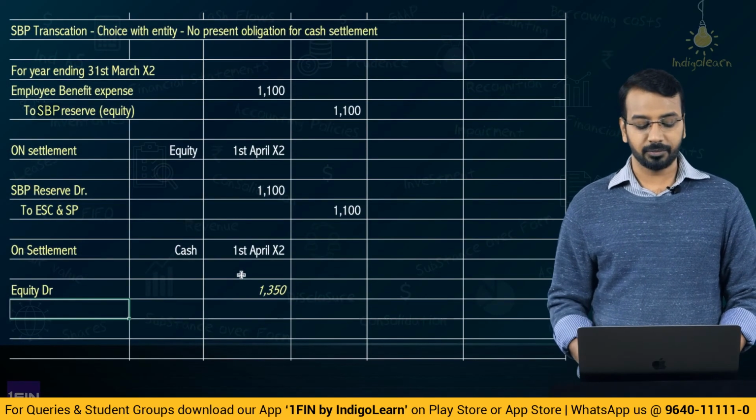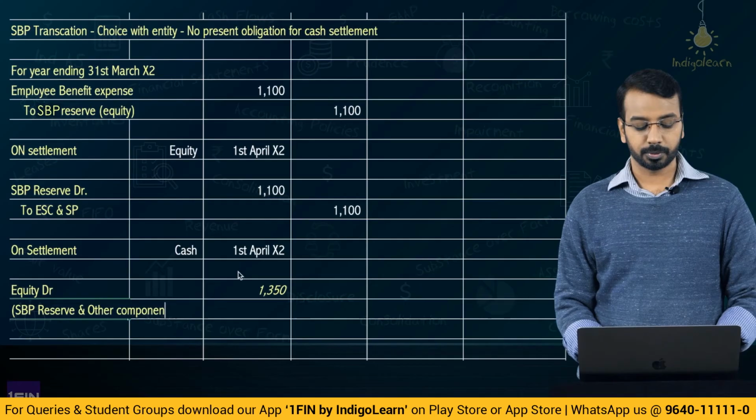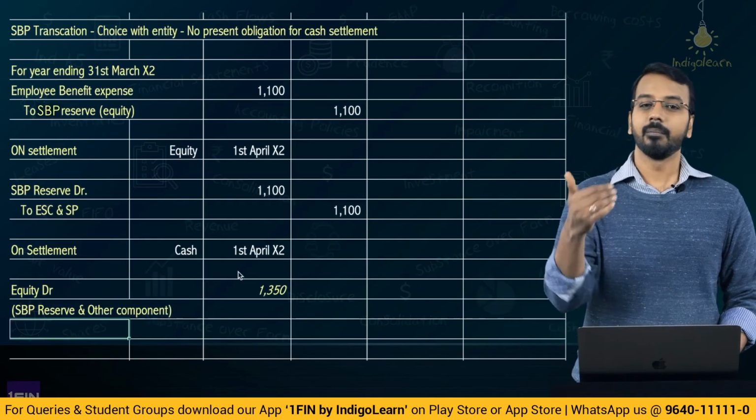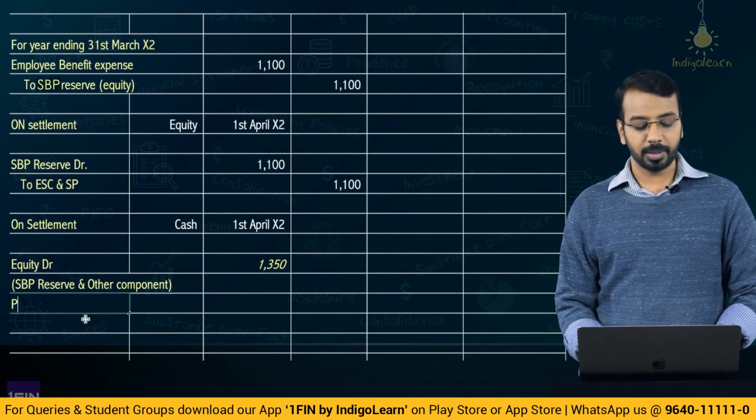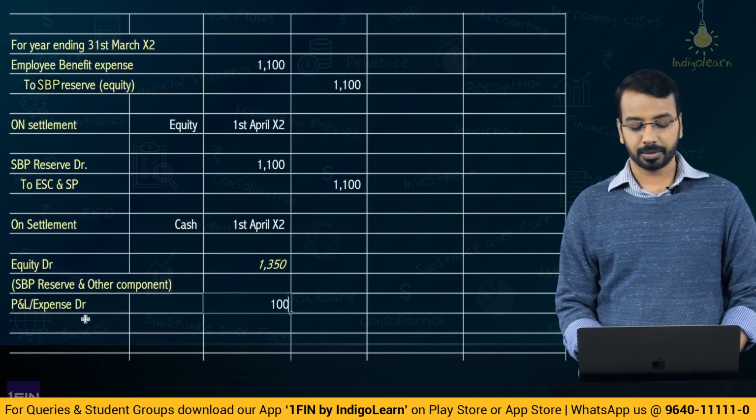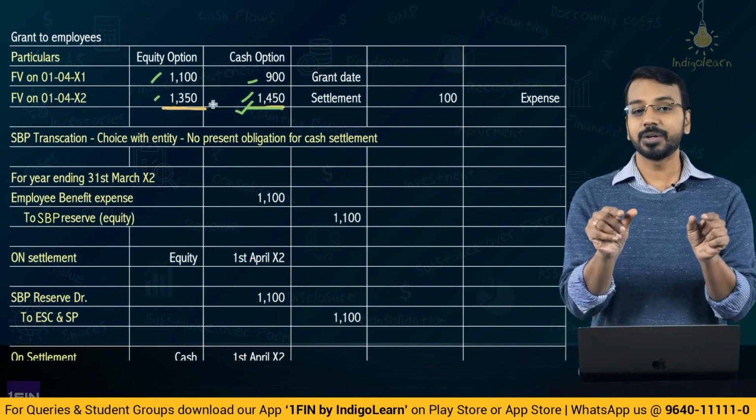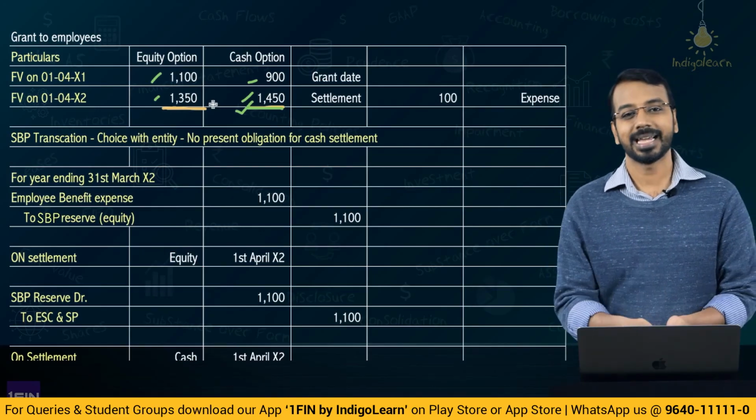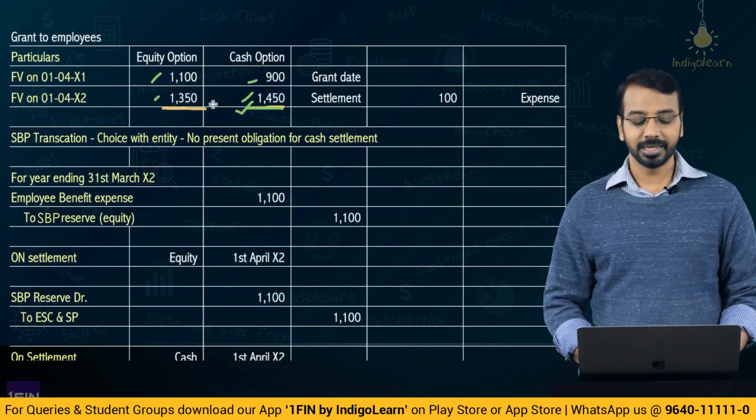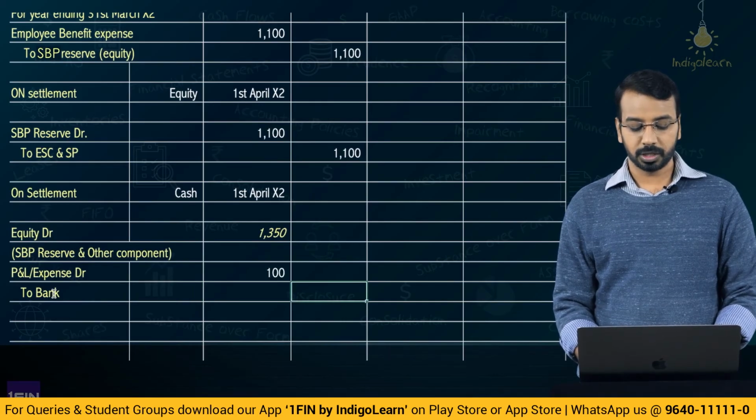Now which component to debit in equity? Maybe SBP reserve and some other component. It could be retained earnings, it is basically a buyback of equity interest, right? So you will debit equity by 1350 and you will also debit P&L, or debit expense, 100. Why is this 100 debited? Because you are settling at a higher value, and the difference between those two, that is the fair value of the cash option and the fair value of the equity option, has to be treated as an expense, right? And you will credit bank 1450.